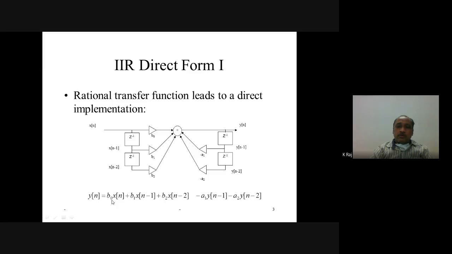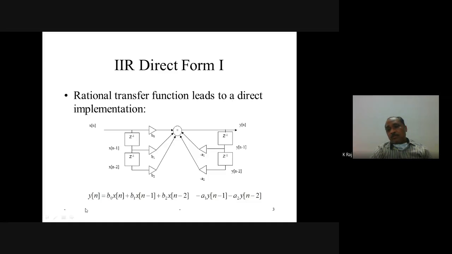Then what will happen? The quantization will take place at the level of the multiplication. That is, the coefficient is multiplied by the signal, that is the present signal, previous signal, or the previous output, and then it will be added to the previous result. So in the product, quantization will take place, and in the sum, quantization will take place, and here the coefficients are quantized. So how many quantizations are taking place?